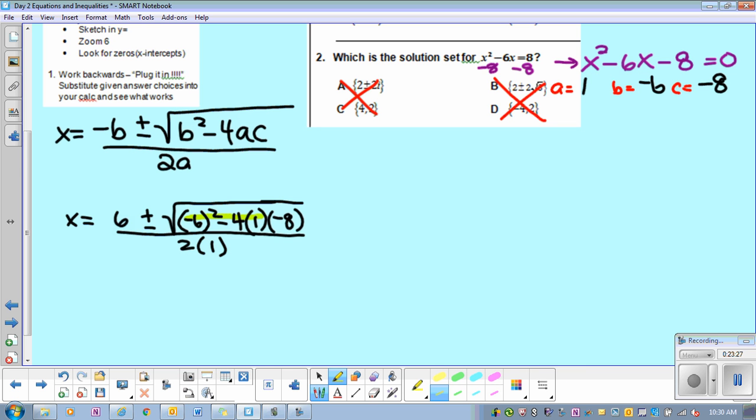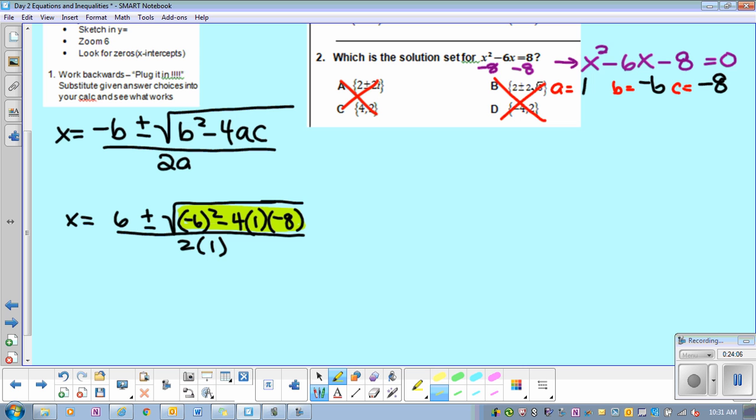And now what I need to do is take all of this inside the radical and put that in my calculator. Don't put the square root, just do the stuff inside the square root. What do you get? Put this into the calculator. It's like muscle memory, you've got to do it too. So what do you get? You got 68. Good.